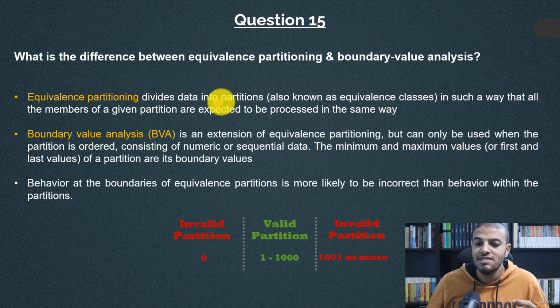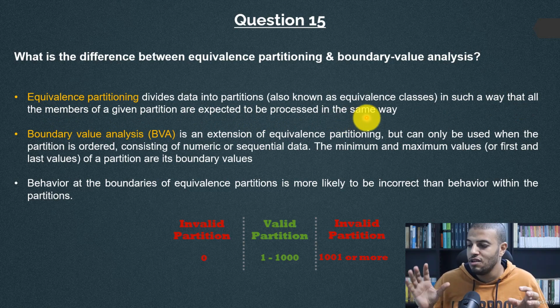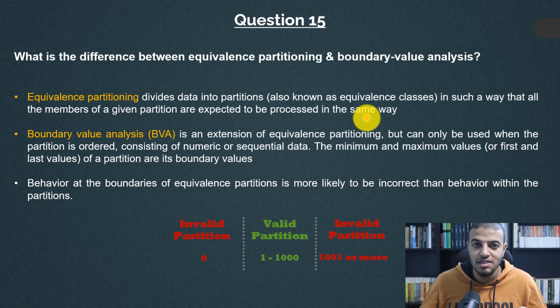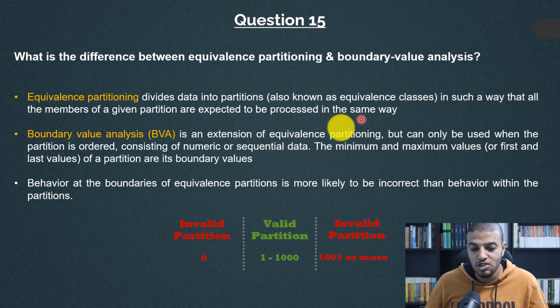Equivalence partitioning divides data into partitions, also known as equivalence classes, in such a way that all the members of a given partition are expected to be processed in the same way. So we divide our system into partitions, for example males and females, or based on age, for example like under 18 years, 18 to 21 years, and so on. And in order to test the system using equivalence partitioning, we use one test case per partition. So from each partition, like this example, we take one test case.